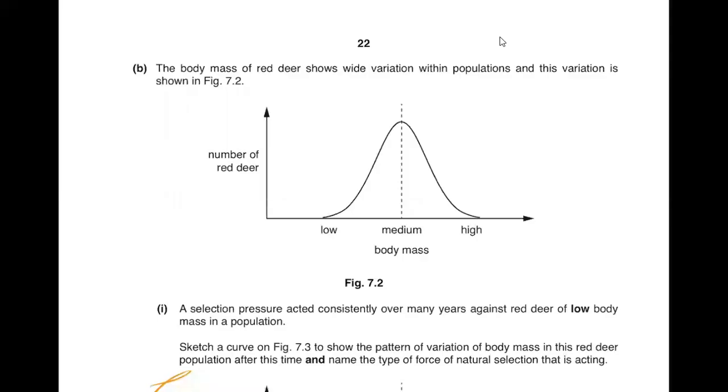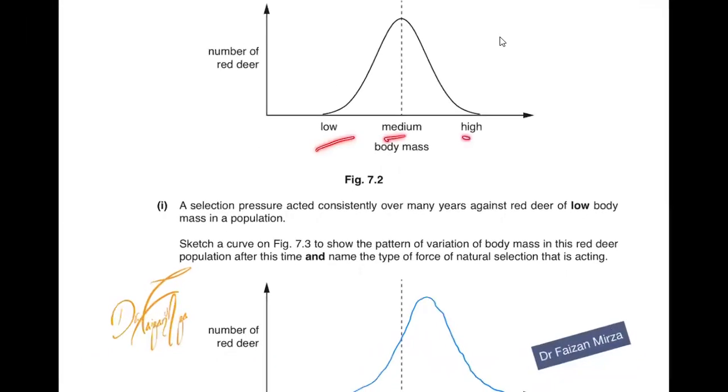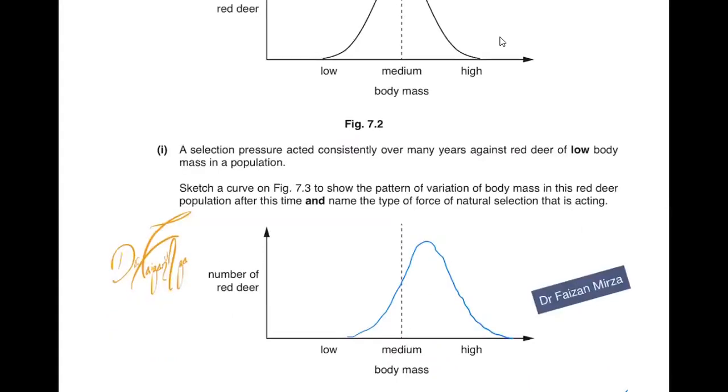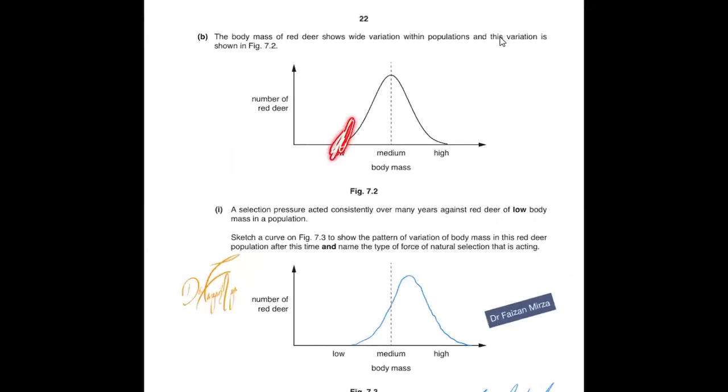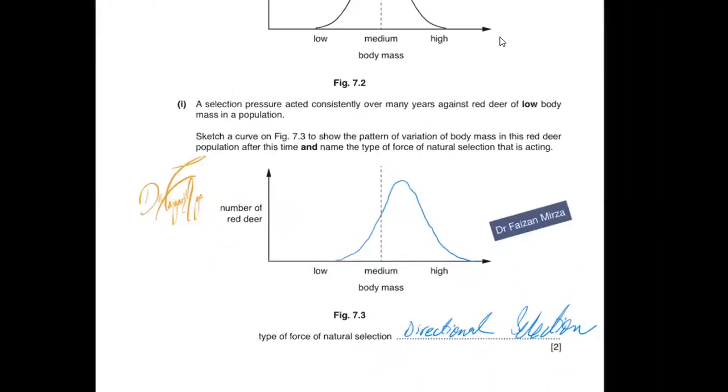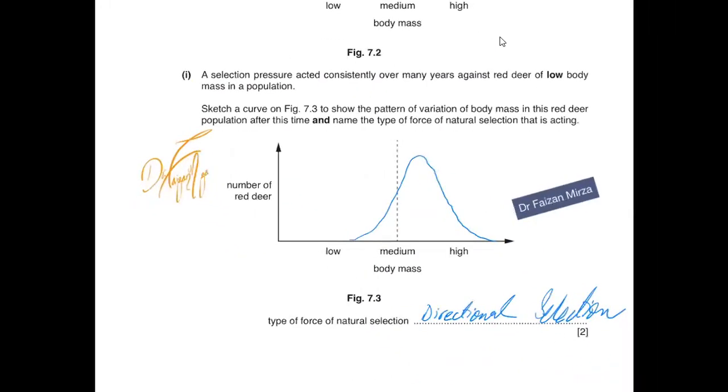The next part, they are saying the body mass of red deer shows wide variation within populations. This variation is shown to you. This is low, medium body mass, and high body mass. The selection pressure acted consistently over many years against red deer of low body mass. If it's low body mass, we know that the low body mass will cease to exist, and if it ceases to exist, that means the graph will shift a bit ahead. So we need to show directional selection in this graph. They are saying you need to draw the graph of directional selection.